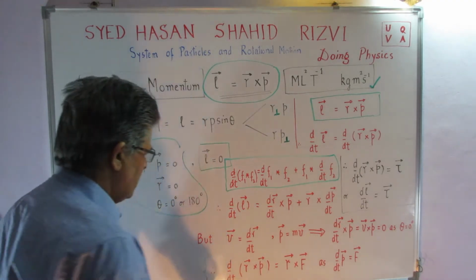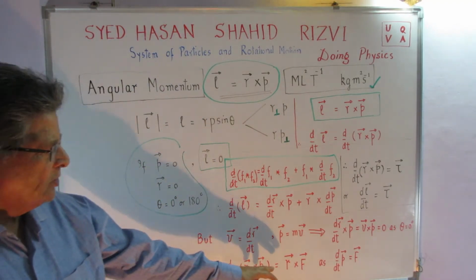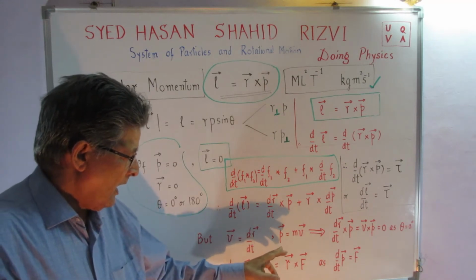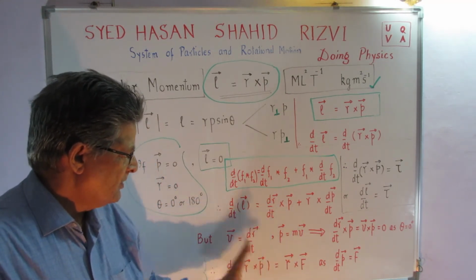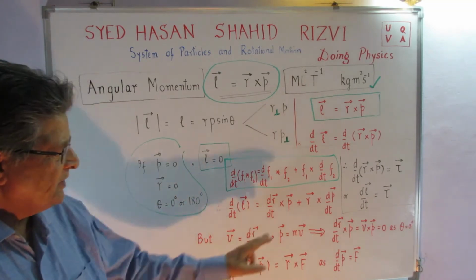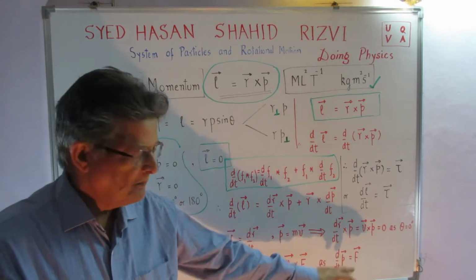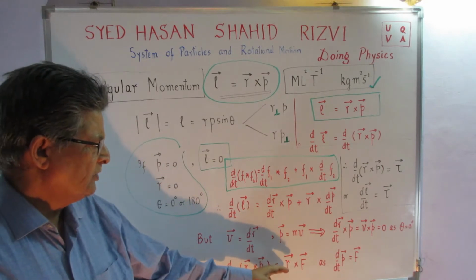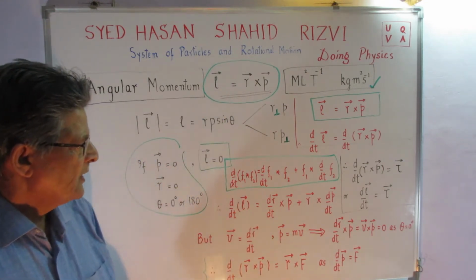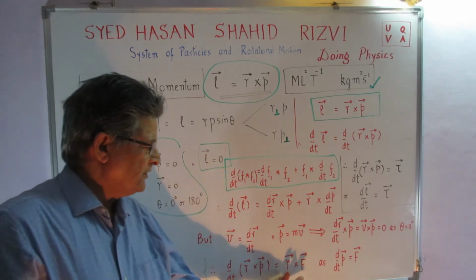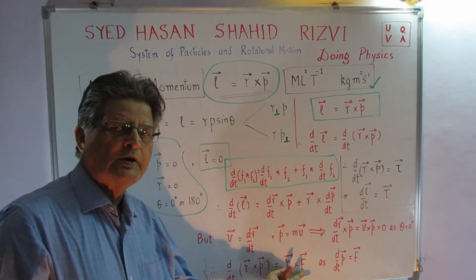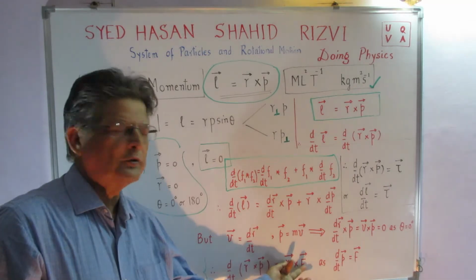And so what we are left with, here d/dt of r cross p, is equal to r cross d/dt of p, and d/dt of p is defined as force, so I can just write that this is equal to r cross F, and r cross F is defined as torque, the moment of the force.